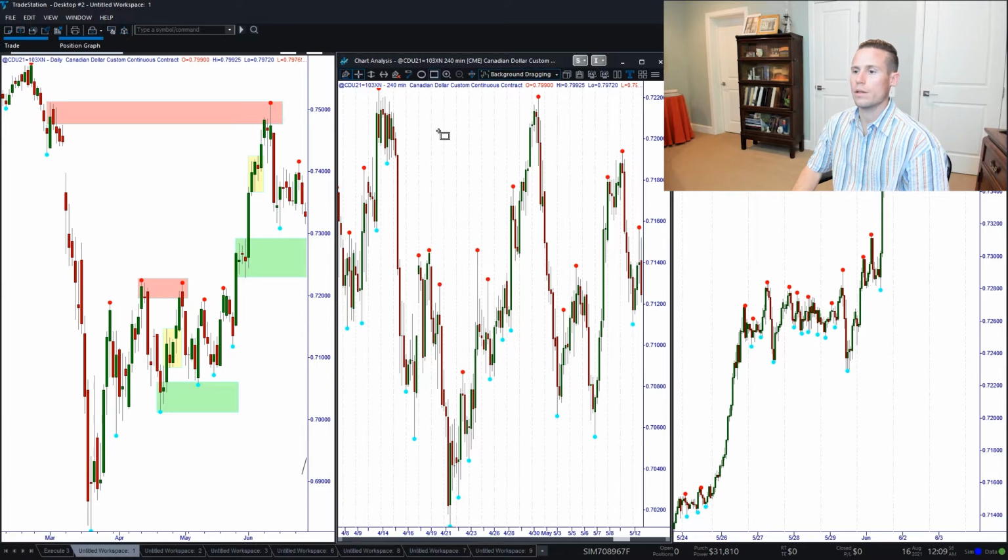And here we go. This is on a 240. This is the rally base rally, or the bullish rectangle.